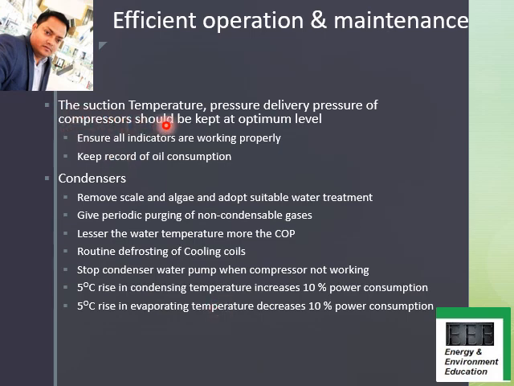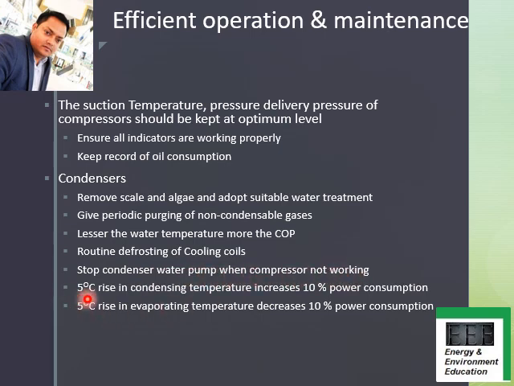The suction temperature, pressure, and delivery pressure of the compressor should be kept at the optimal level. Ensure all indicators are working properly. Keep a record of oil consumption. This is also very important. In the case of the condenser, remove scale and algae, and adopt suitable water treatment. Give periodic purging of non-condensable gases. Lesser the water temperature, more the COP. Routine defrosting of cooling coils. Stop the condenser water pump when the compressor is not working.